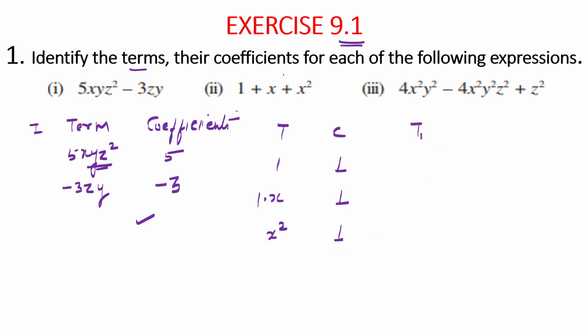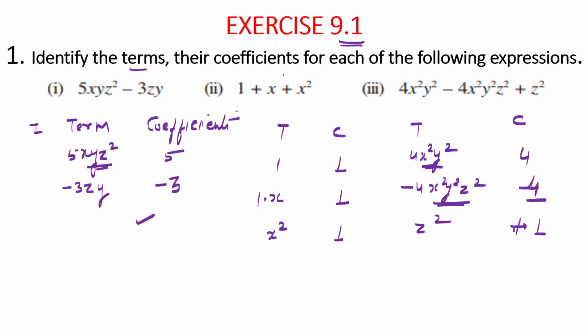Now in this case, look, the first term is 4x square y square, the second term is minus 4 x square y square z square, the third term is z square. Now we move to coefficients. The coefficient of x square y square is 4. The coefficient of x square y square z square is very important: minus 4, not 4. We have to take the sign. The coefficient of z square is 1. I am writing plus here; if you do not write it, there is no problem. Plus 4 is equal to 4. I hope it will be clear.